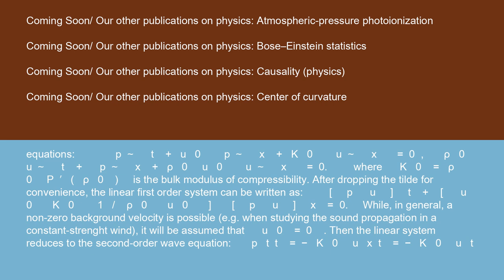After dropping the tilde for convenience, the linear first-order system can be written as (p, u)_t plus (u0, K0; 1/rho0, u0) (p, u)_x equals 0.